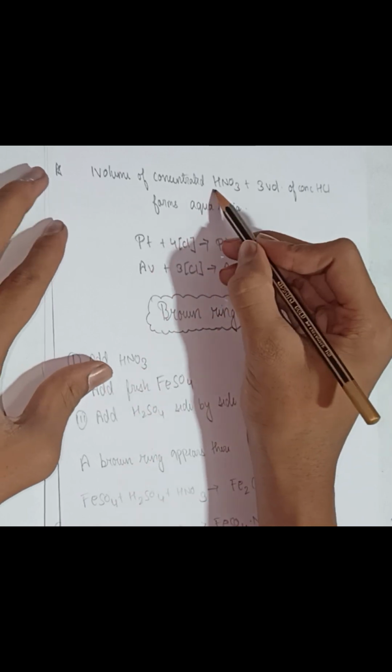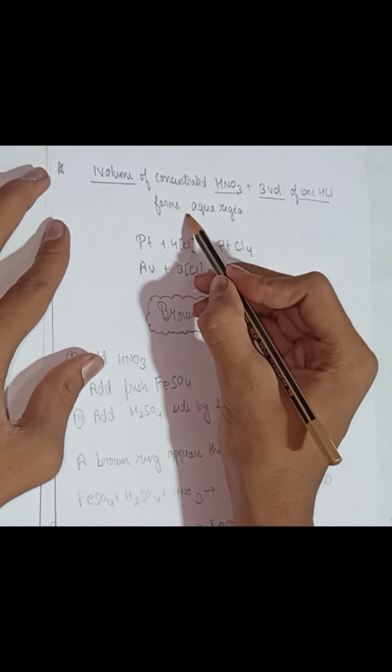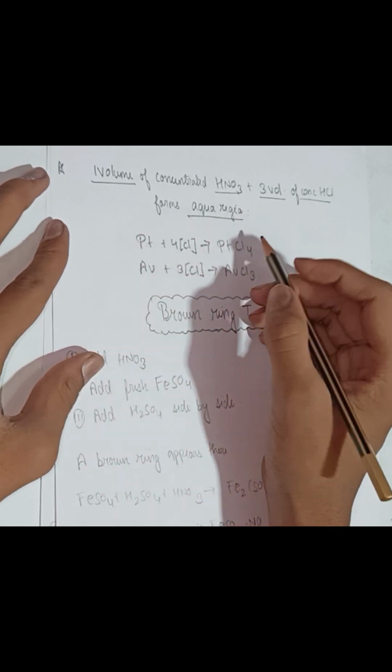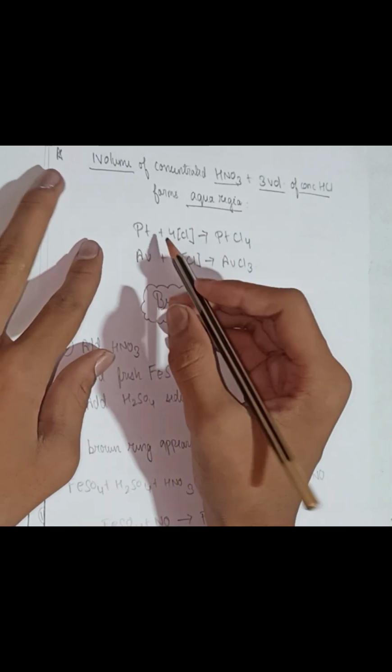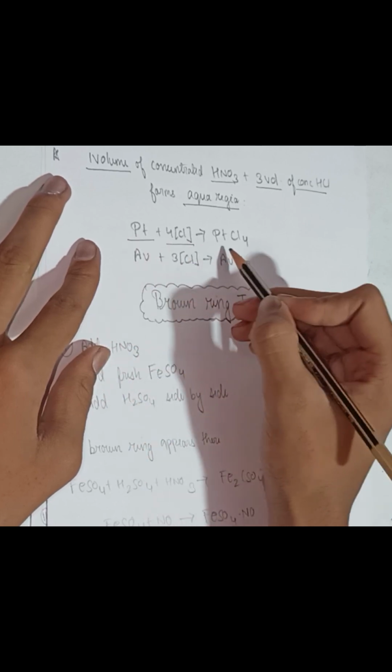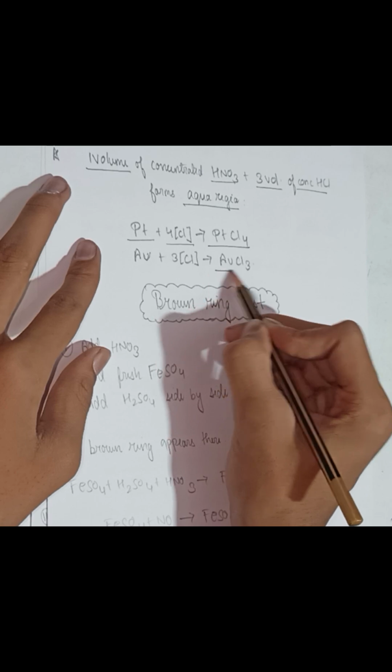One volume of concentrated HNO3 and 3 volumes of concentrated HCl form aqua regia. Aqua regia is a mixture used to dissolve metals that do not dissolve ordinarily in acids. For example, platinum reacts with Cl to form PtCl4 and Au reacts with 3Cl to form AuCl3.